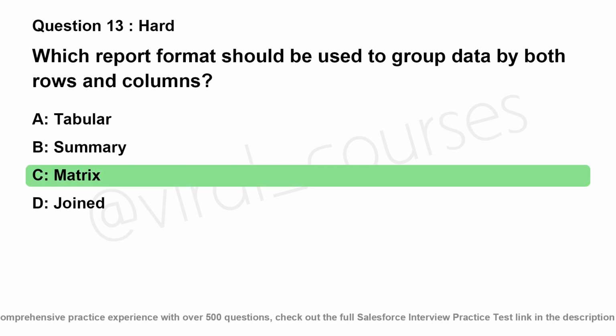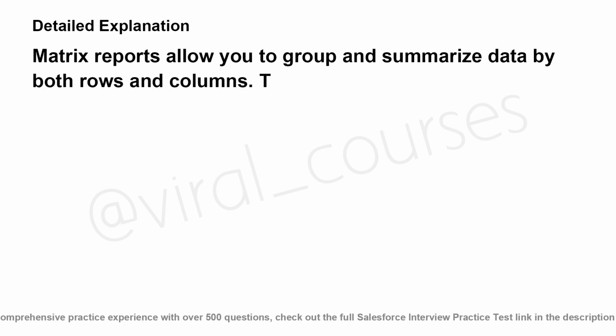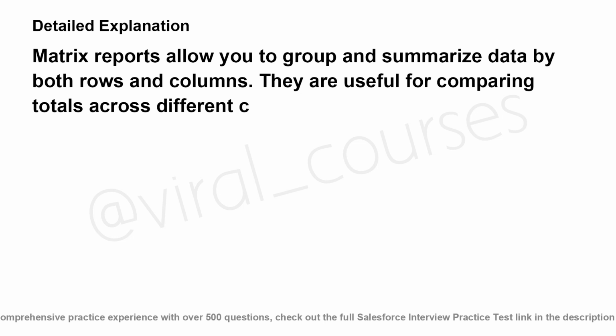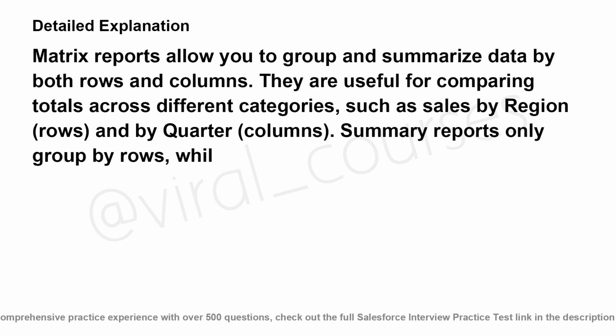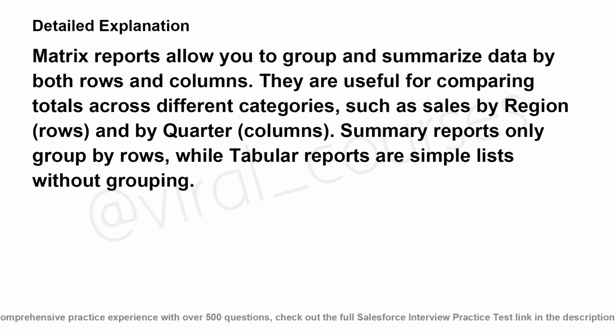The correct answer is C. Matrix reports allow you to group and summarize data by both rows and columns. They are useful for comparing totals across different categories, such as sales by region, rows, and by quarter, columns. Summary reports only group by rows, while tabular reports are simple lists without grouping.